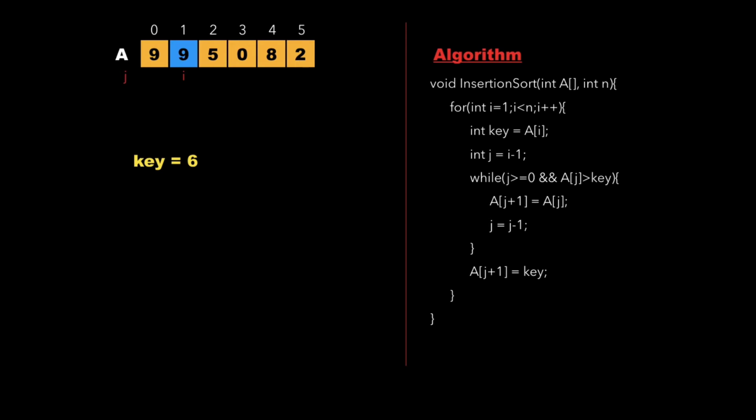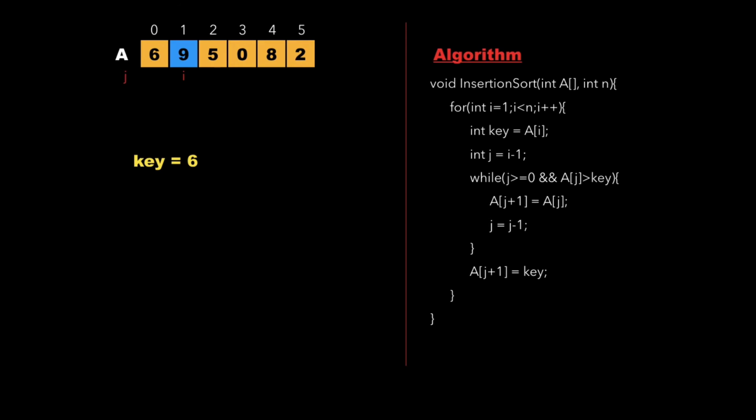Again we check whether j is greater than or equal to 0. Since the value of j is now negative, we end the while loop and then update the value of A of j plus 1 as key. So the new value of A of 0 is 6.